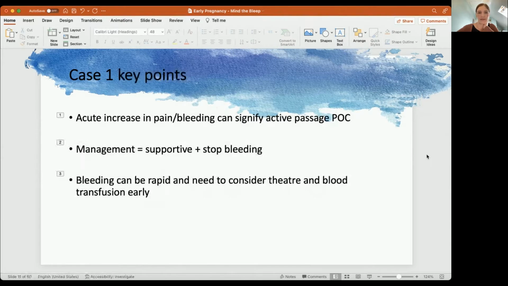So where am I at now? The key points from this essentially is if you see an acute increase in pain or bleeding, that can signify that they're actively passing the products, and basically you need to do a speculum.